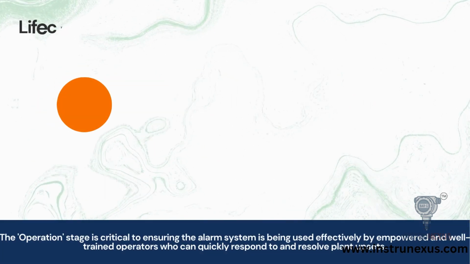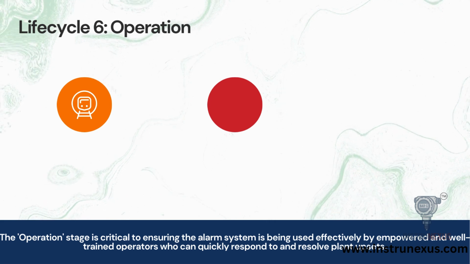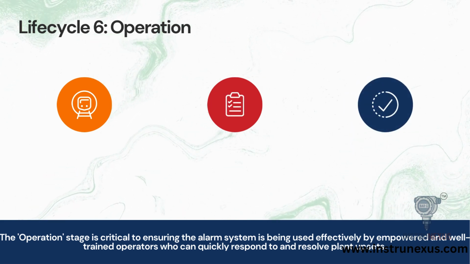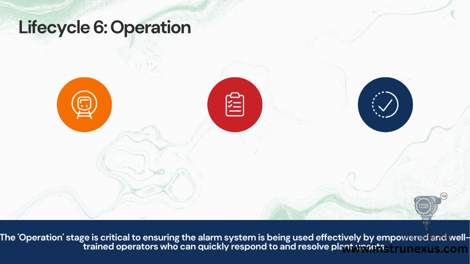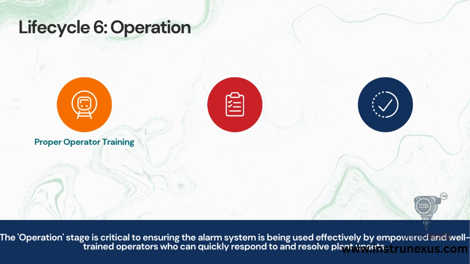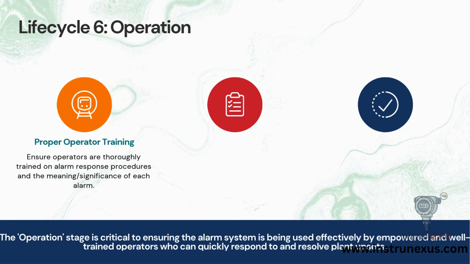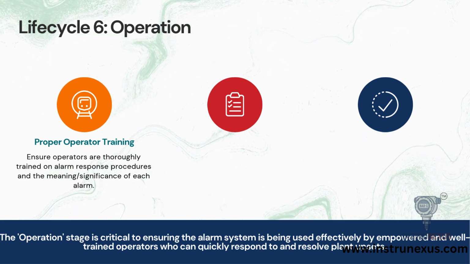Now the system is live, and we enter Stage 6, operation. This is where the alarm system is used day to day. The critical component here is proper operator training. It is not enough to just have good alarms. The operators must know what they mean and, crucially, what to do when they see them.